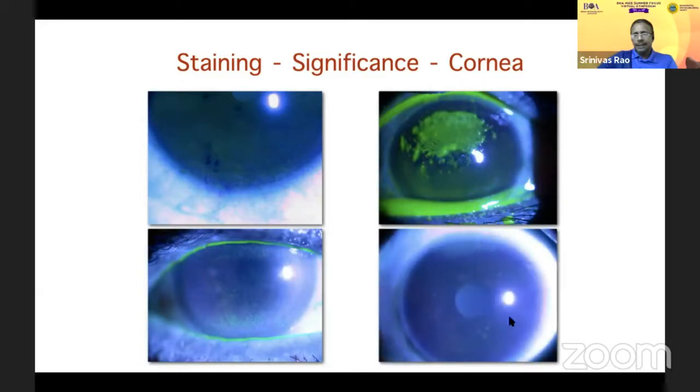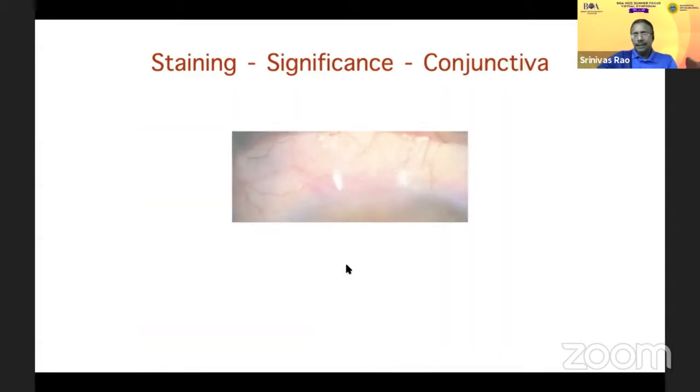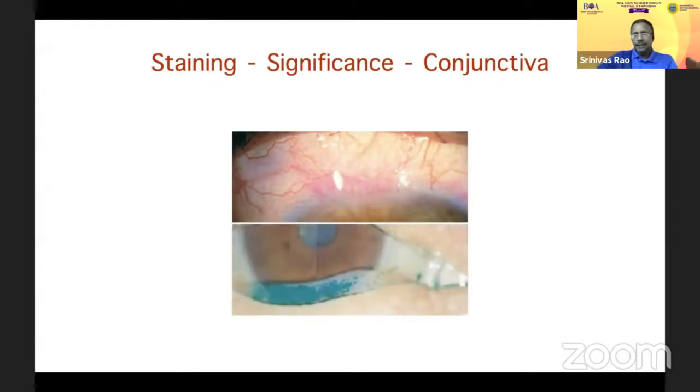But if the staining is of the entire cornea, including the uppermost 2 millimeters protected by the upper lid, this is either a very severe dry eye, in which case you will also get equivalent conjunctival staining, or it could indicate toxicity from the medication you're using or the preservative, because that tends to seep under the upper lid itself. In the conjunctiva, you can see the superior limbal staining in superior limbic keratoconjunctivitis.